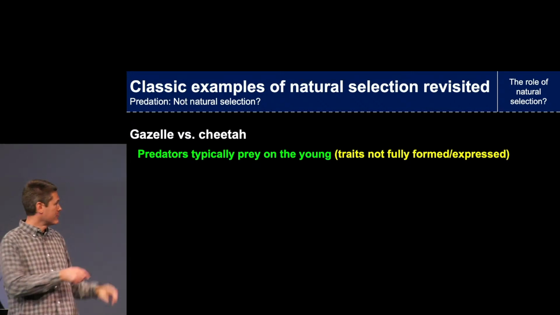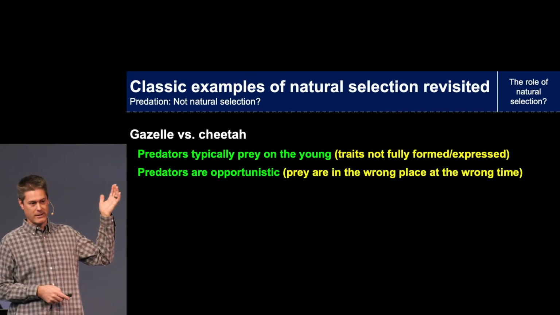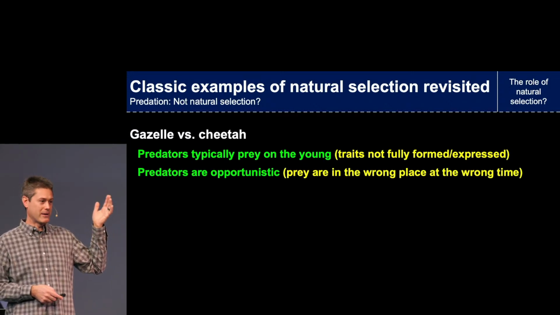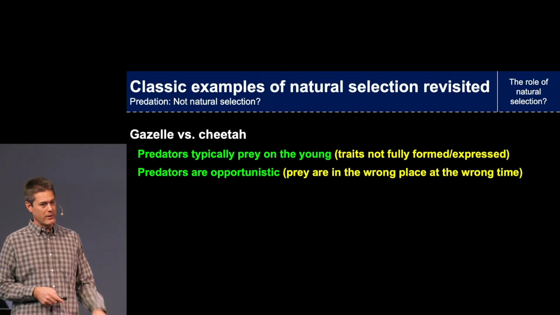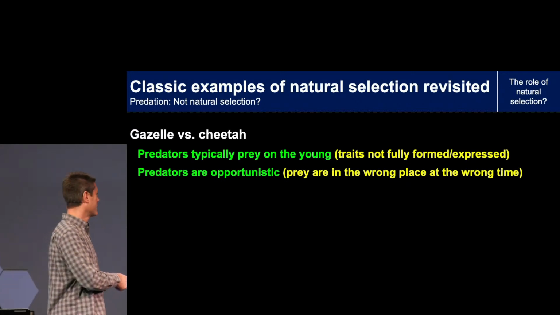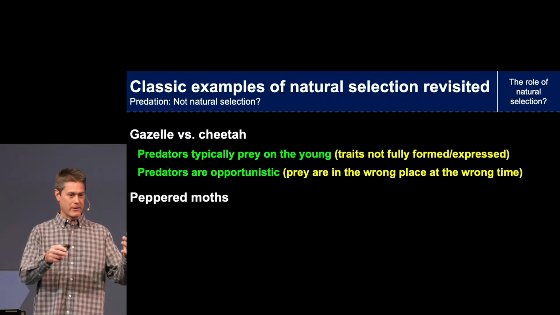And as a result, actually what happens is the predators are opportunistic, right? The prey are in the wrong place at the wrong time. It doesn't really matter how fast they are, honestly. That's not a huge consideration. So it's maybe some selection going on, but it's inefficient at best. So what about the peppered moths? This is another great example that's often trotted out about natural selection, right?